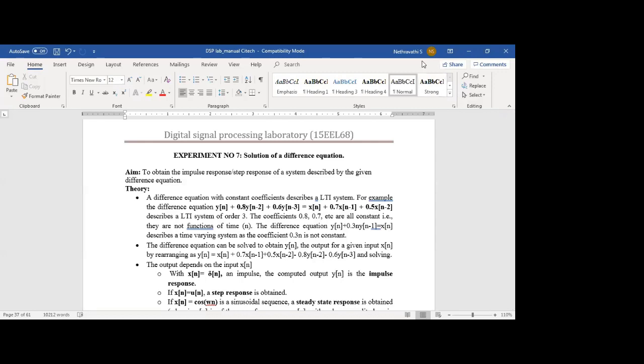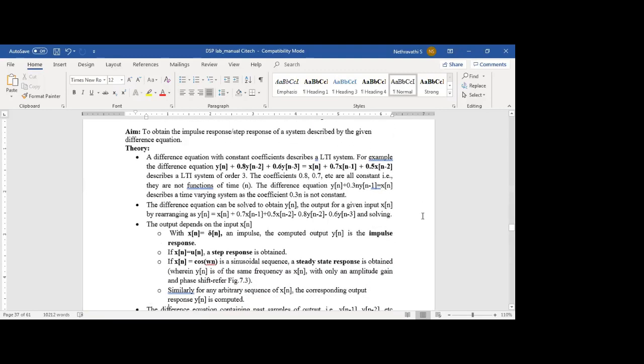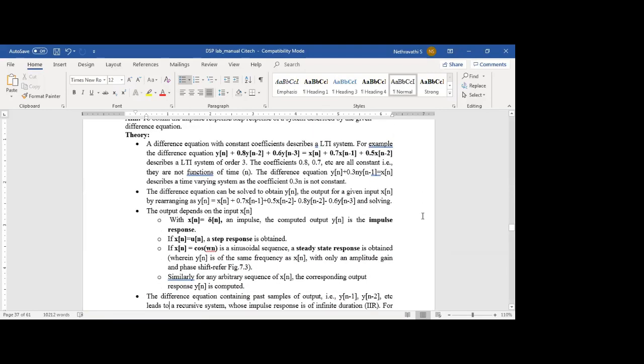For a step response, I replace x of n with a unit step, which in signals we call u of n. And if it is a sinusoidal type of input, a steady state response can also be obtained, in the form of sine omega n or cos omega n. So all three types of response can be obtained for any given difference equation.